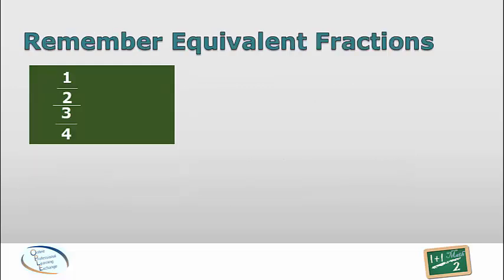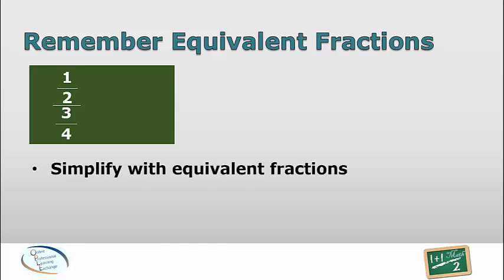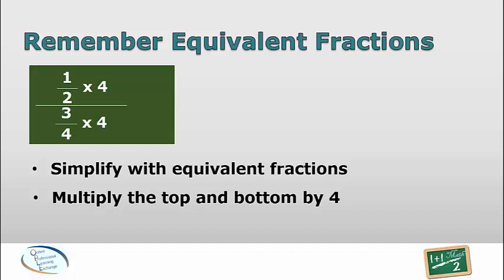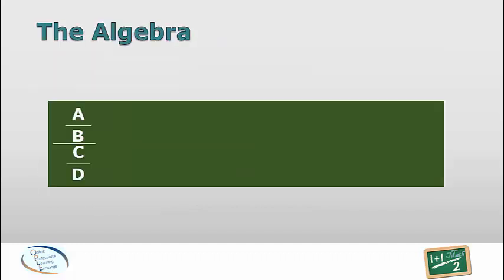Returning to our previous example of 1/2 divided by 3/4, we can simplify this expression by using our knowledge of equivalent fractions. Multiplying the numerator and the denominator by a convenient number like 4 results in a simpler expression. On the top, the 4 and the 2 yield a 2, and on the bottom, the 4's cancel, so we end up with 3. Now, what is the algebra behind this?